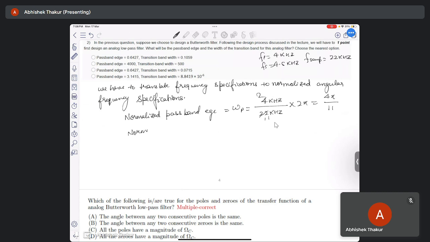Similarly, the normalized stop band edge is equal to omega s, and that will be given as 4.5 kilohertz by 22 kilohertz into 2 pi. So it will be 4.5 by 11, and if you multiply it with 2, it will be 9 by 22 into pi.